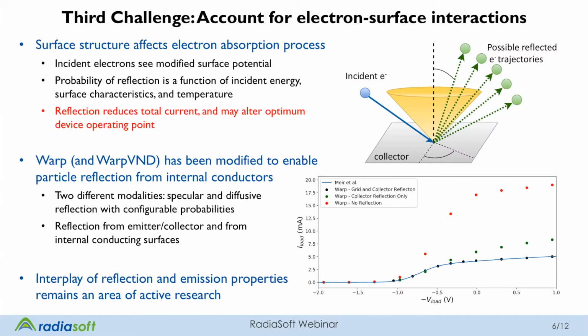We've modified the warp code and subsequently the warp V&D interface to enable particle reflection, both from these collector surfaces and also from other internal conductors, such as these gate objects. The interplay of reflection and emission properties is really critical to understanding your device, but it also remains an ongoing area of active research.